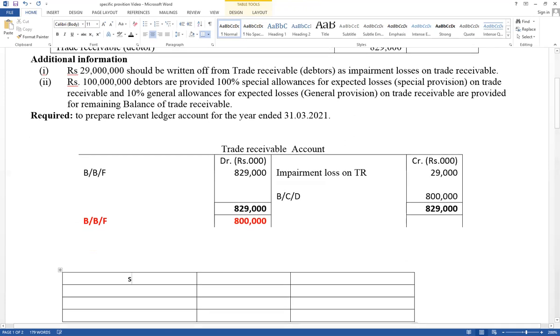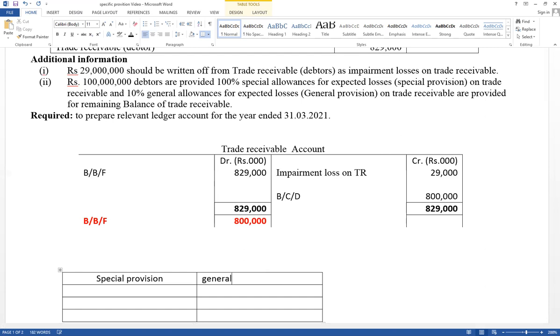That is a special provision. Therefore, try to recognize special provision as well as general provision. Special provision and general provision. General provision, think it is relevant for calculation part of expected losses.